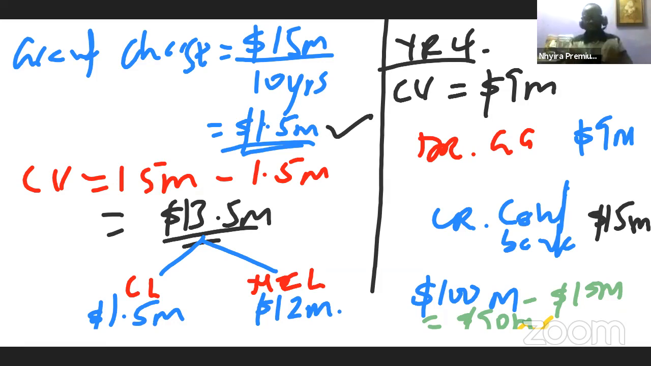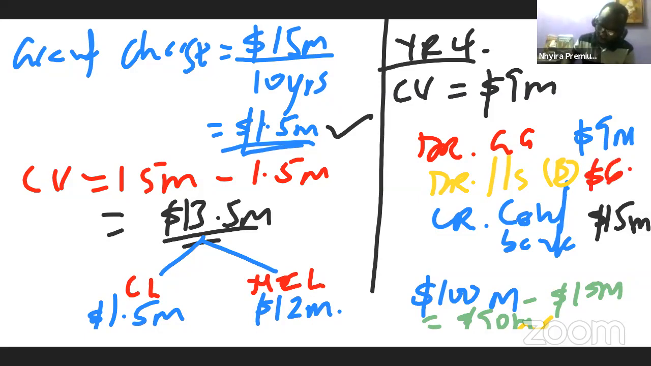Now, there is a balancing figure. That balancing figure will be debited to the income statement as an expense of $6 million. This is what happens in case there is a repayment of the total amount.